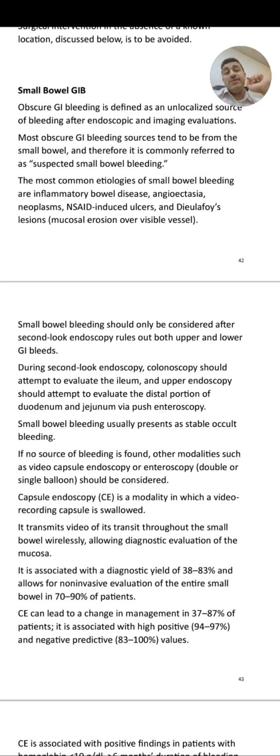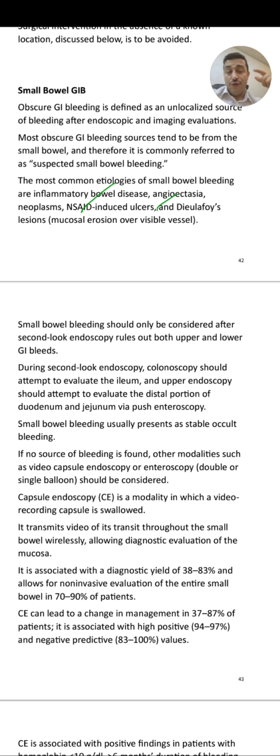And if we are talking about the causes of small bowel bleeding, these are inflammatory bowel disease. We said that inflammatory bowel disease can present in the form of ulcerative colitis, or Crohn's disease, which can affect all the GI tract. It can be angiectasia, it can be neoplasm, NSAID-induced ulcer, Dieulafoy lesion. This can be a cause of small bowel bleeding.